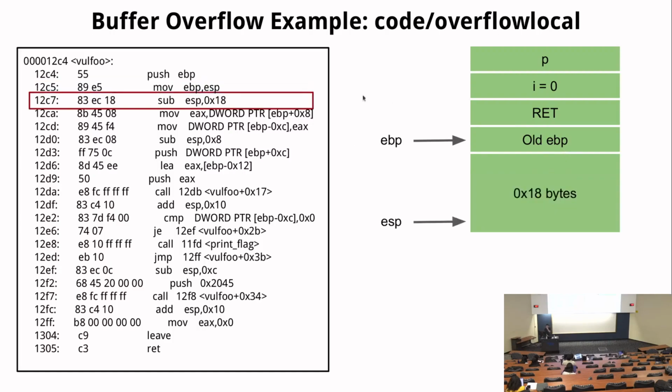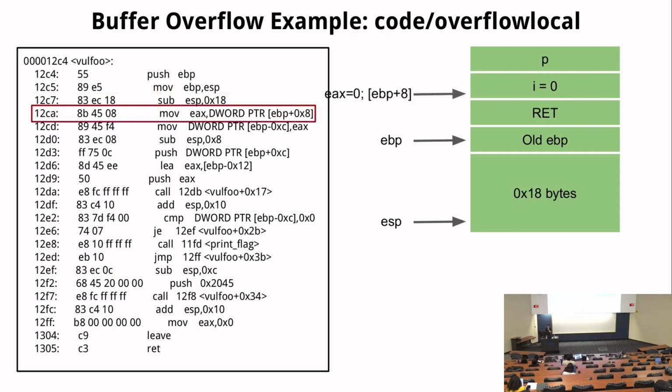Now we subtract 18 from ESP. Then ESP will move down from here to here. And the distance between this we know will be 18 in hex, which is 24 bytes. After that, we move whatever is at address EBP plus 8 to the register EAX. And we know that EBP plus 8 is the first parameter of this function, which is 0.